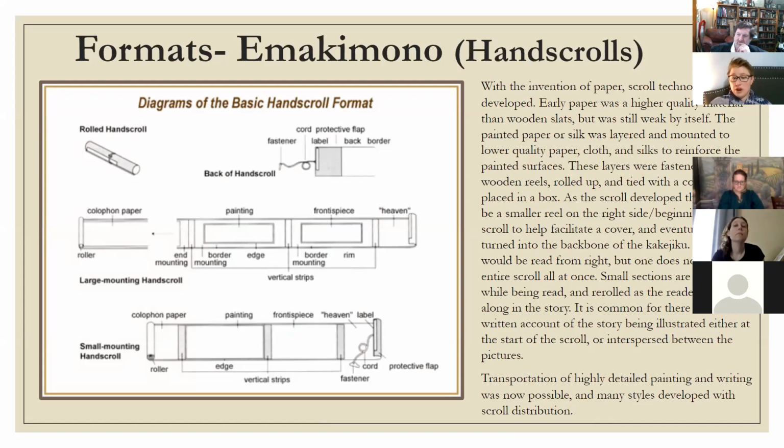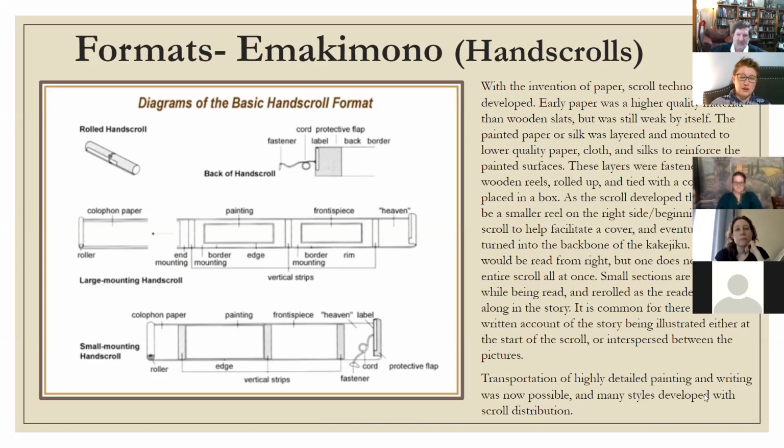The scroll would be read from right to left, but one does not unroll the entire scroll at once. Small sections are rolled out while being read and re-rolled as the reader goes along in the story. It's common for there to be a written account of the story being illustrated at either the start of the scroll or interspersed between the pictures.